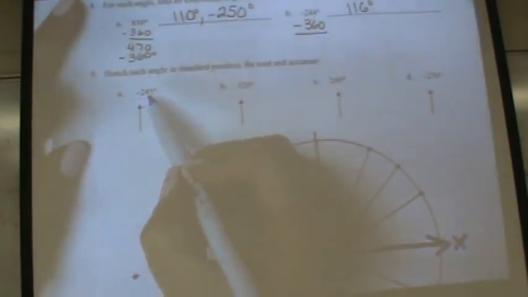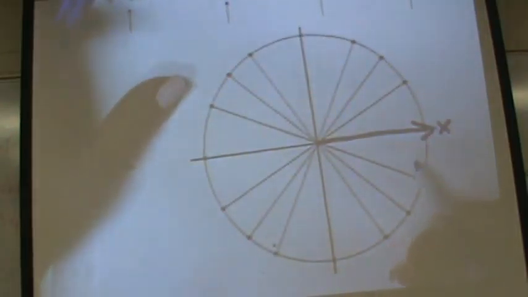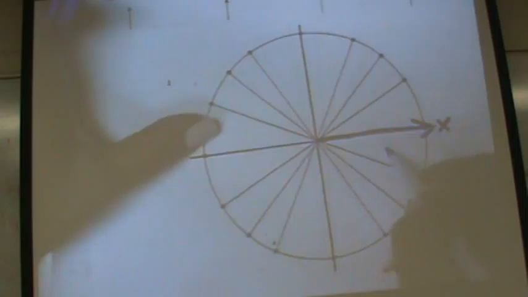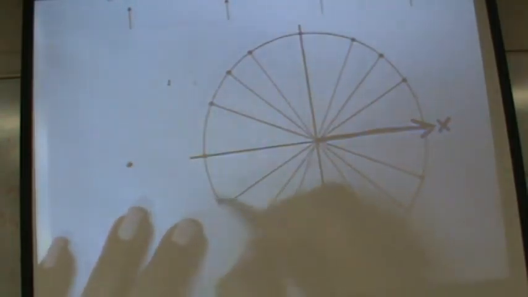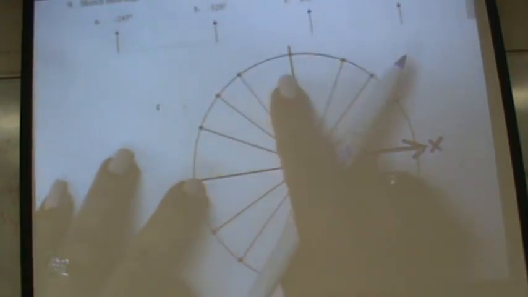So if I wanted to graph negative 245 degrees, going backwards, that's your negative angles. So if I go backwards negative 200 and whatever degrees, this would be negative 90 degrees. From here to here is negative 90. This would be negative 180, and this would be negative 270.